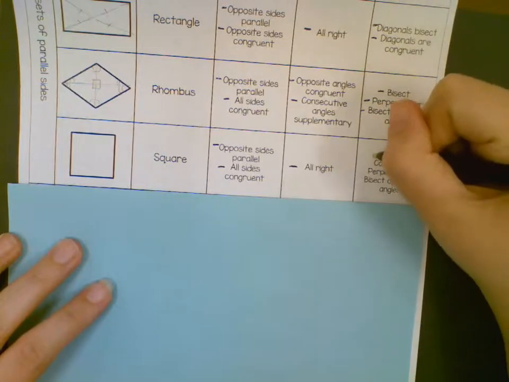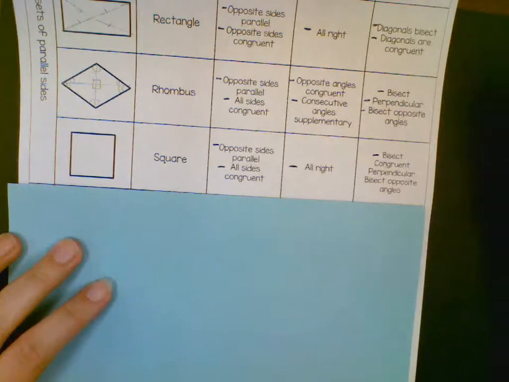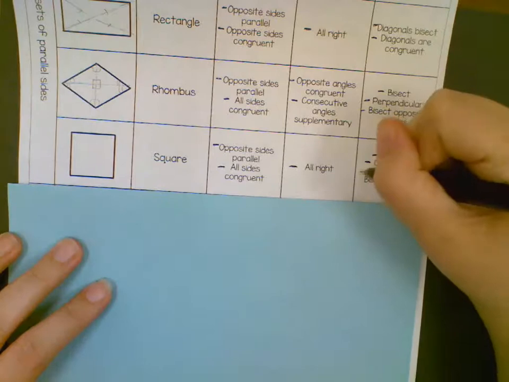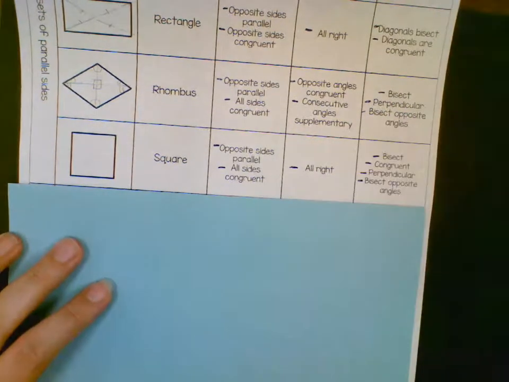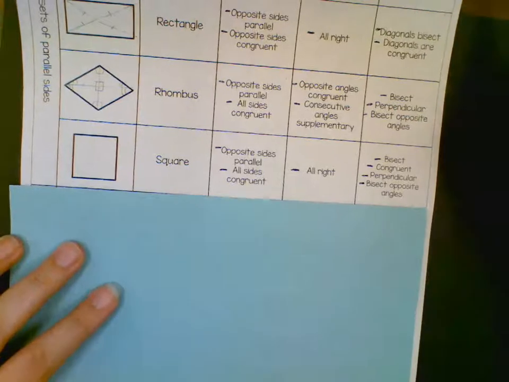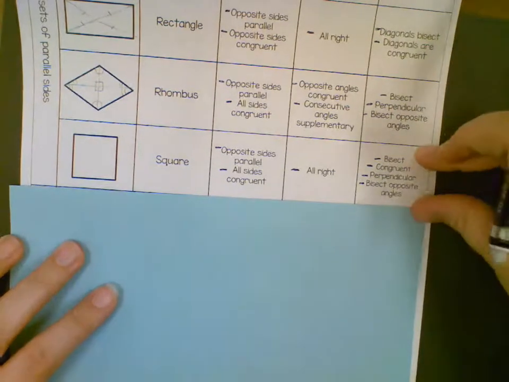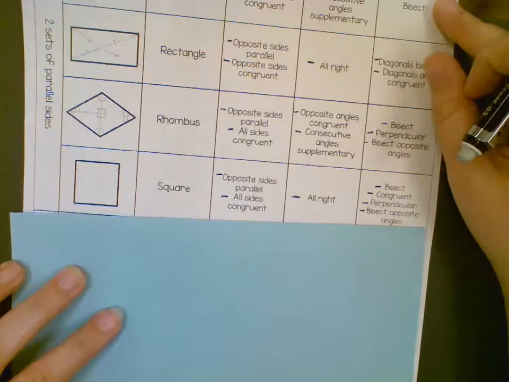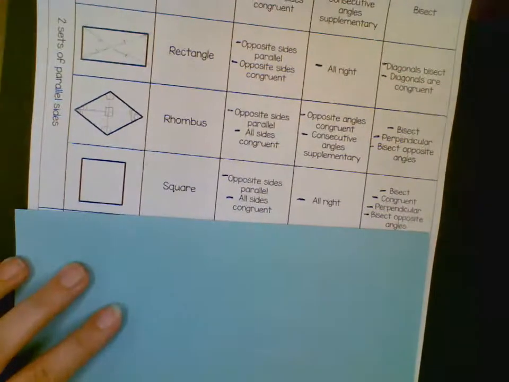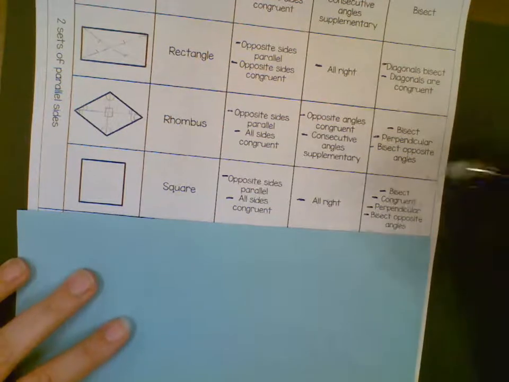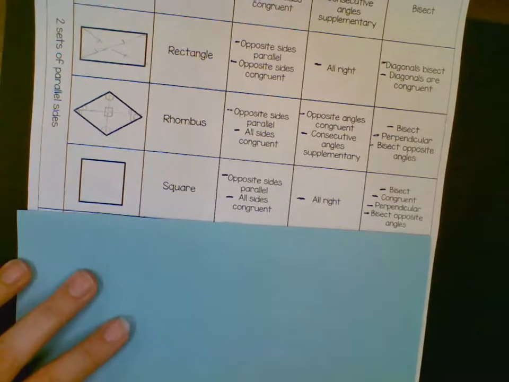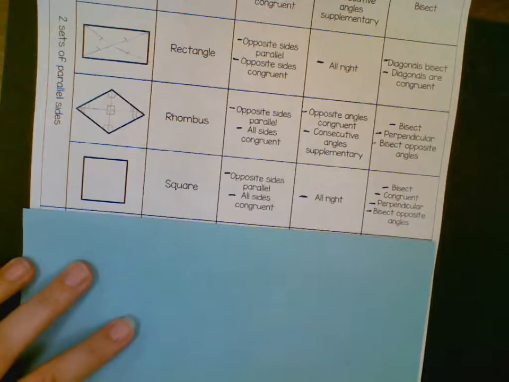The diagonals bisect each other comes from a parallelogram. The diagonals are congruent comes from a rectangle. They're perpendicular because it's a rhombus, and they bisect the opposite angles because it's a rhombus. So the square is just made up of the properties of the three above it. So everything that's true about a parallelogram, rectangle, and a rhombus is also true about a square, since it kind of flows down that family tree that we drew last class, or last lesson.